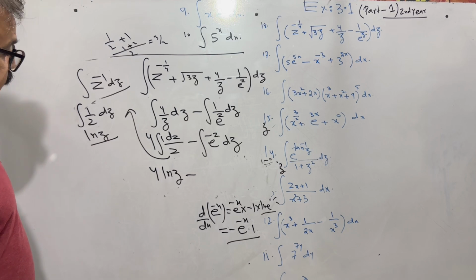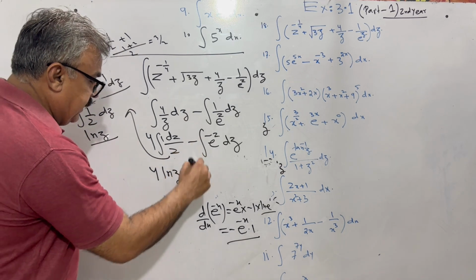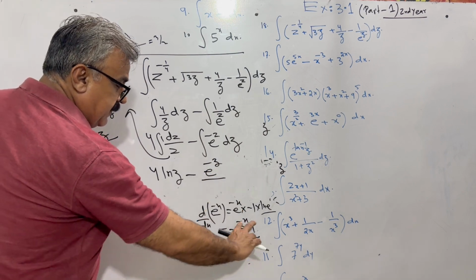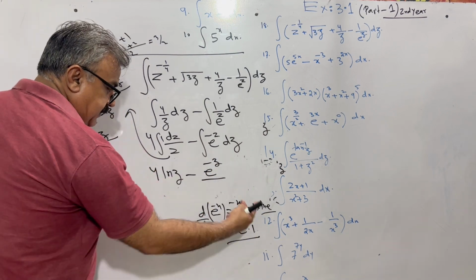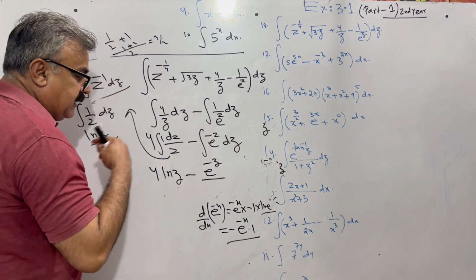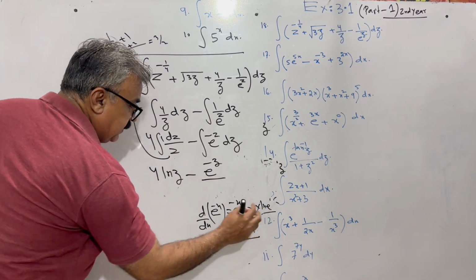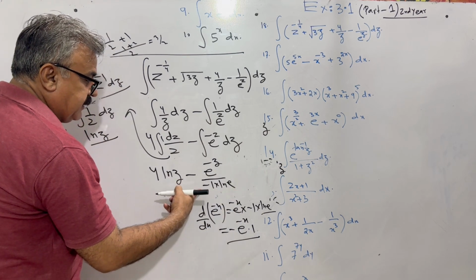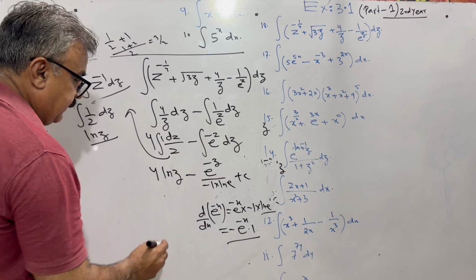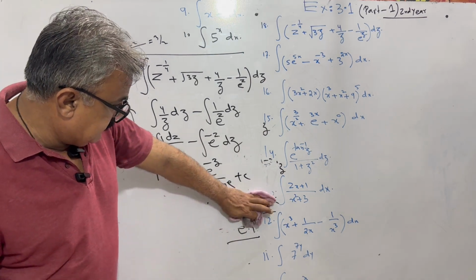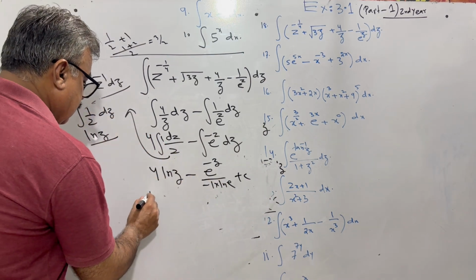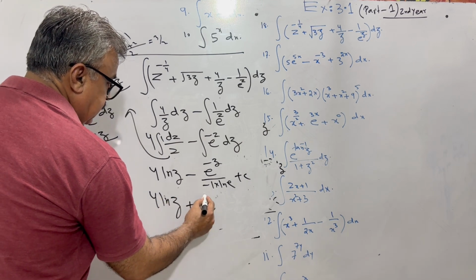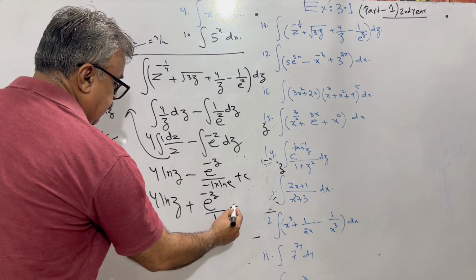In the same token, here the integration of e power minus z is minus z. We have to divide with these two. In case of differentiation, multiply with them. Integration is the reverse process of differentiation. Dividing with these two, it will become minus 1 times ln e. Ln e is 1, minus minus plus. So it will become 4 ln z plus e raised to minus z over 1 plus c.